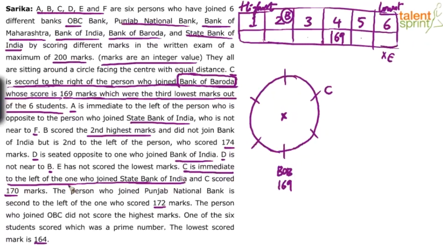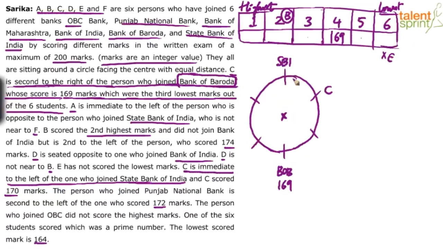C is immediate to the left of the one who joined State Bank of India. So C is on the immediate left of SBI. If C is on the immediate left of SBI, SBI is on the immediate right of C. Yes or no? When all of us are facing the same direction, center or outwards or north or east or west or south, if I am towards your left, you are towards my right. Right? So it says C is on the immediate left of SBI. If C is on the immediate left of SBI, SBI is on the immediate right of C. Immediate right of C is this position.